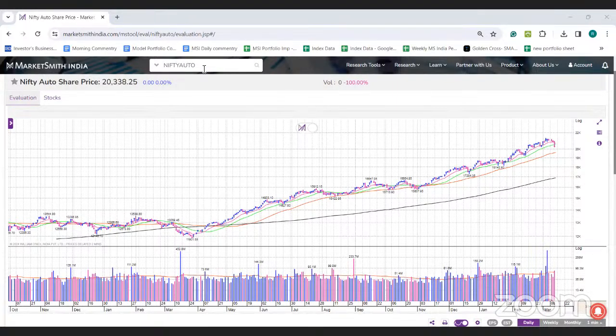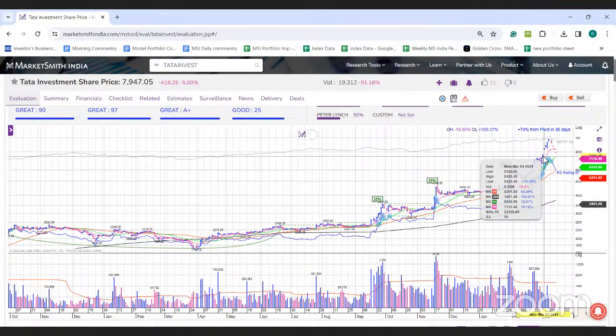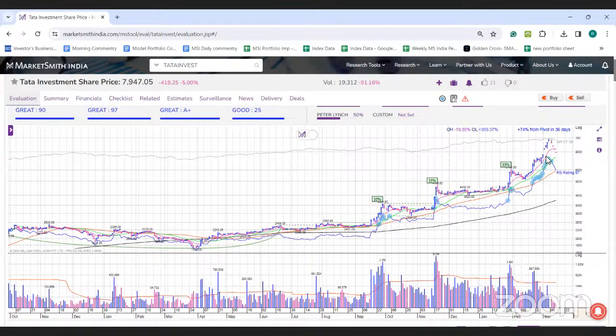The first question is on Tata Investment. See, this one is news driven. In the last week or two, it was continuously hitting upper circuits. Now it is hitting lower circuits. So this one is news based, and you should not trade based on news.